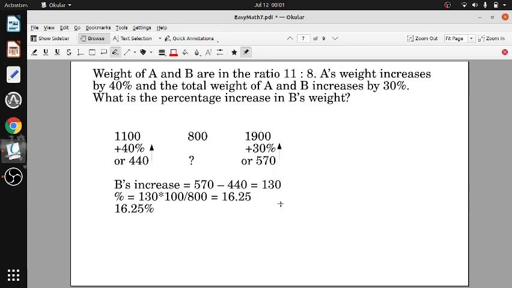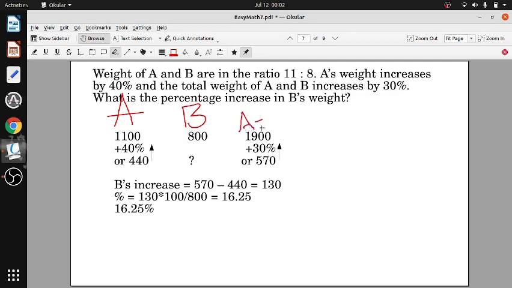Weights of A and B are in the ratio 11:8. A's weight increases by 40% and the total weight of A and B increases by 30%. What is the percentage increase in B's weight? So this is A, this is B, and this is total, A and B combined.